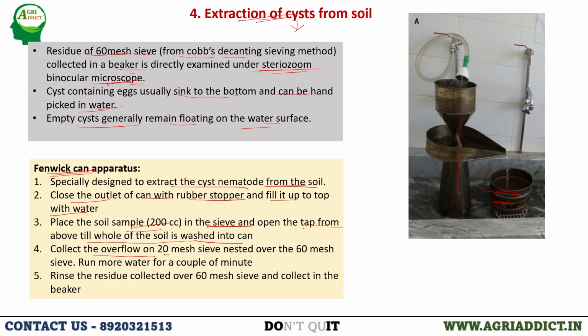Collect the overflow on the 60 mesh sieve nested under the 20 mesh sieve and run more water for a couple of minutes. After opening the tap, until the soil gets washed off, you have to flow the water thoroughly. After that, the soil sample will be collected over the 20 mesh sieve and also the 60 mesh sieve. The residue collected over the 60 mesh sieve will be taken in a beaker for further identification. Hence, the 60 mesh sieve is used for the extraction of cyst nematodes from the soil.